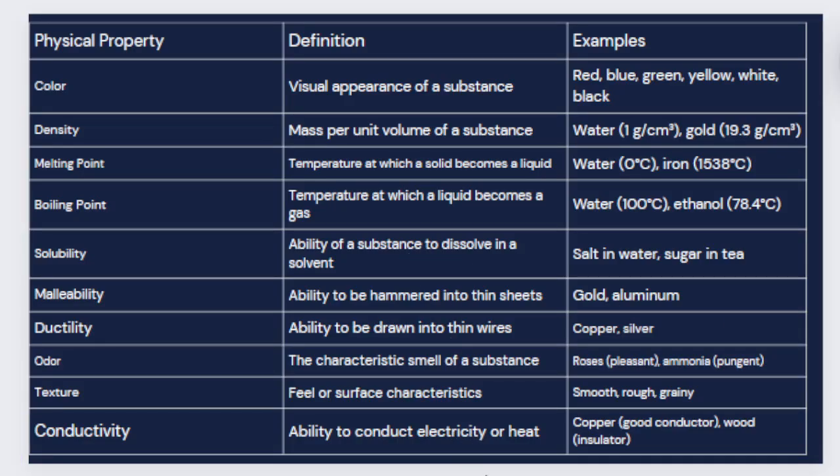Yes, there is a simple table that can easily identify every property. First one is color, a physical property, like red, blue, green. Color can easily identify any matter. Then density, melting point, boiling point, solubility, malleability, and conductivity. So these are the intensive properties.